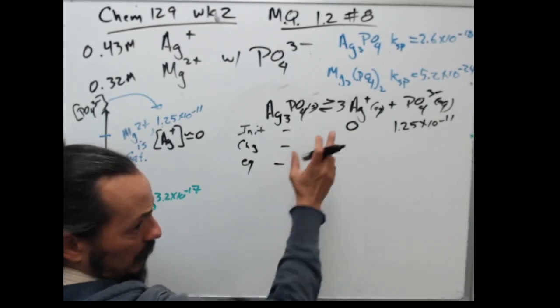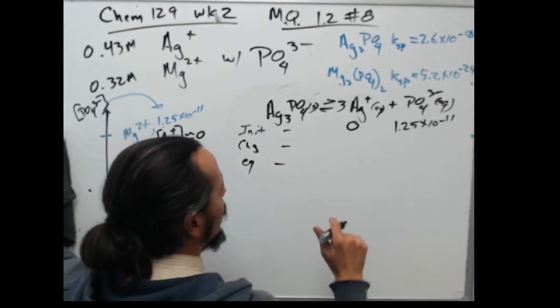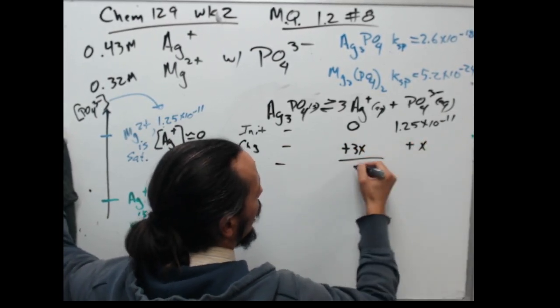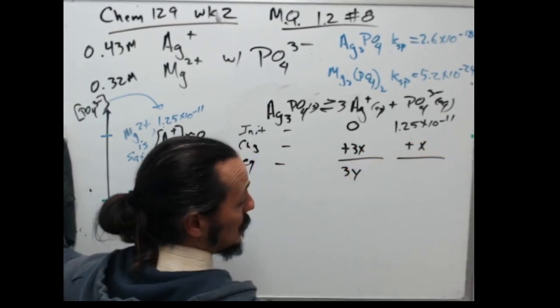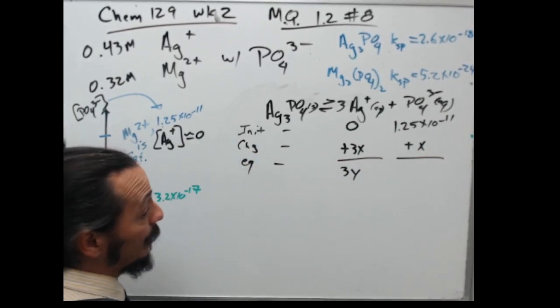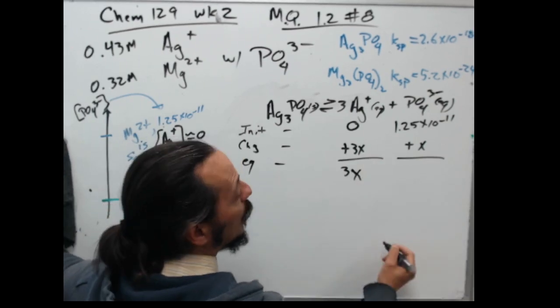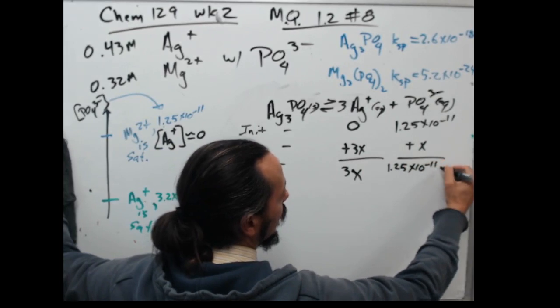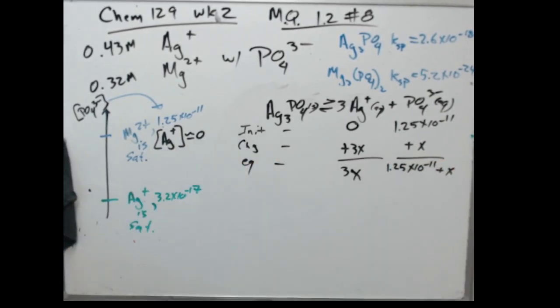Now, since I've got 0 silver, I know 0 silver ions in solution is not real, so I have to have a plus 3x there, a plus x there. I'm going to have 3x, and ooh, back to your original question of when is the x small approximation good, I'm nervous about this one. Look at my initial concentration value here. 1.25 times 10 to the minus 11 plus x. 1.25 times 10 to the minus 11 is a really small value.